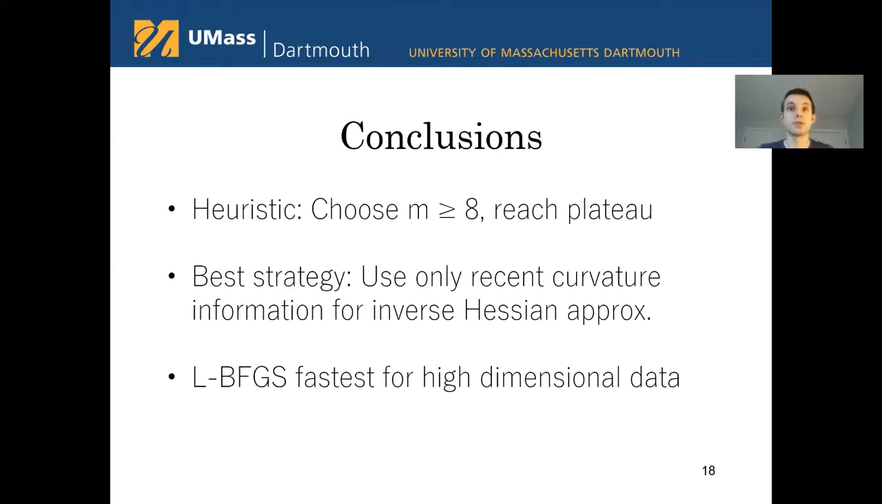So, to conclude, we decided on a heuristic. Choose m greater than or equal to 8 in order to reach the speed plateau. We observed that the best strategy for quasi-Newton methods was to use only the recent curvature information to approximate the inverse Hessian. Thus, we found that L-BFGS is the clear choice for optimizing very high dimension functions.